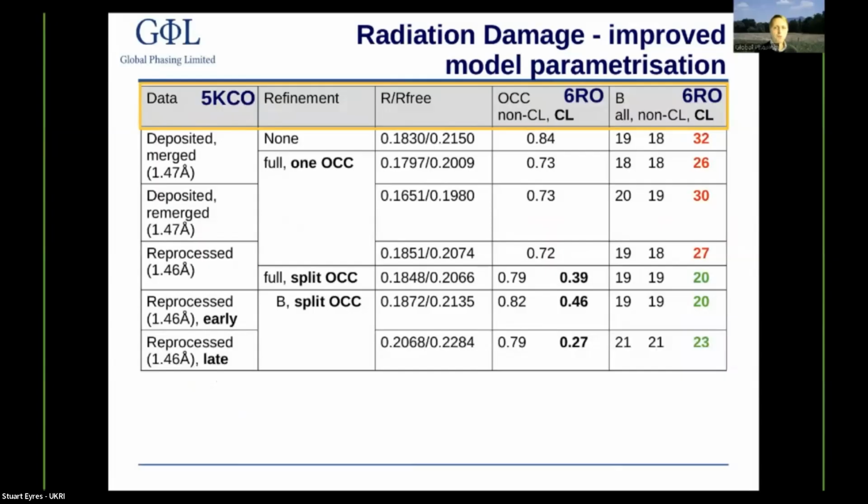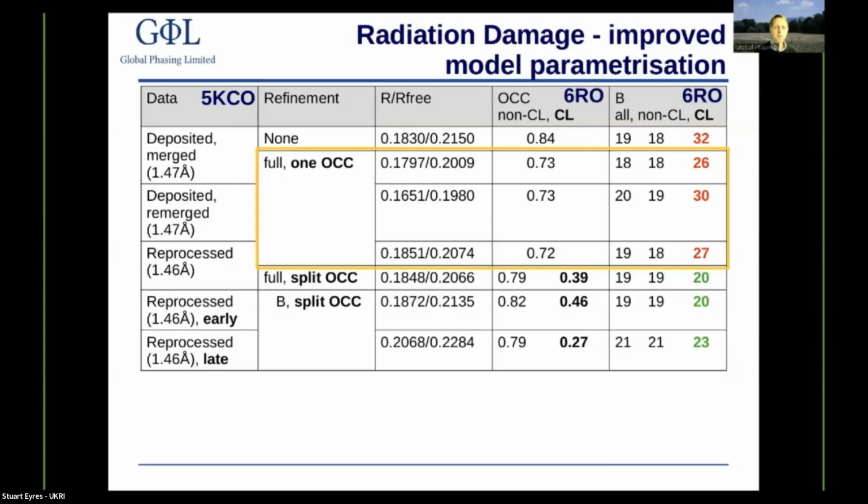Well, we have mainly two parameters to play with when it comes to describing the situation: the occupancy and temperature factor of an atom or a group of atoms. Looking at the deposited model, we can see that a common occupancy of 0.84 for all atoms within the compound was used originally, and that gave an average B factor for the non-chlorine atoms in the compound of 18 angstroms squared, while the chlorine itself has a much higher value of 32.